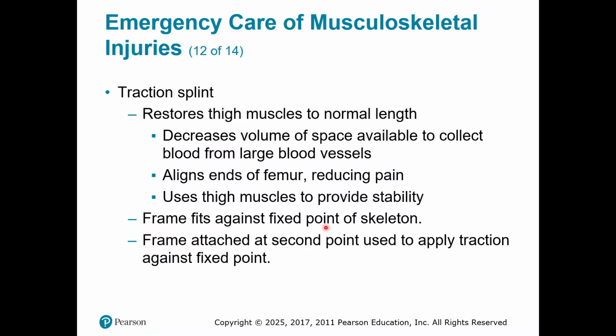You know them. The traction splint restores thigh muscles to normal length. It decreases the volume of space available to collect blood from a large blood vessel. It aligns the ends of the femur to reduce the pain, which is one big reason why we use it. Uses the thigh muscle to provide stability. That frame fits against a fixed point of the skeleton, and the frame attaches a second point used to apply traction against a fixed point.